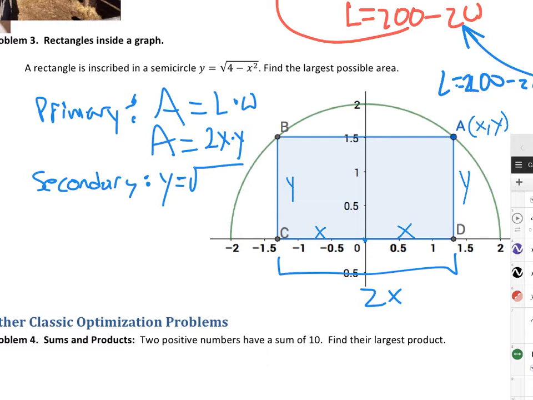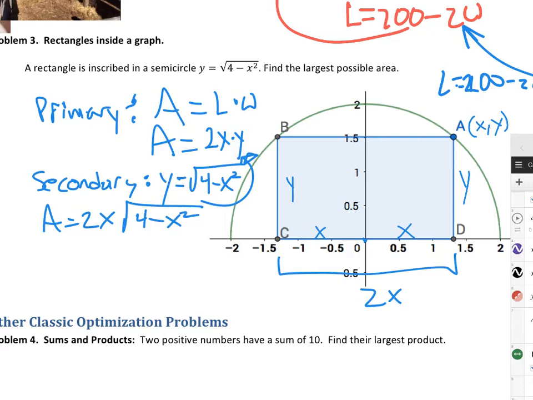Y has to be equal to the square root of 4 minus x squared. That is a semicircle, which is the top half. And so we want to use that secondary equation to solve here. So we're going to plug that in. We're going to substitute. And so we get area equals 2x times the square root of 4 minus x squared.